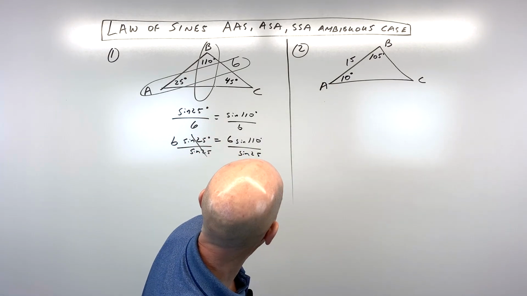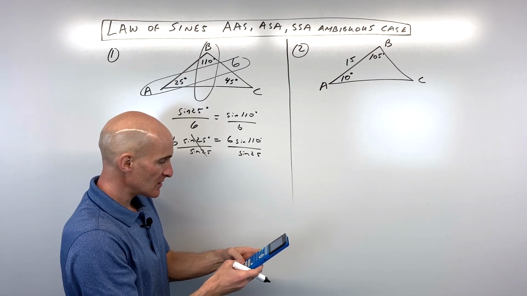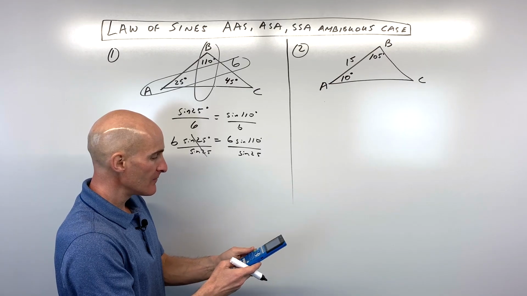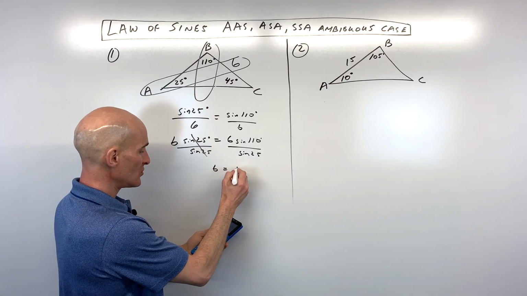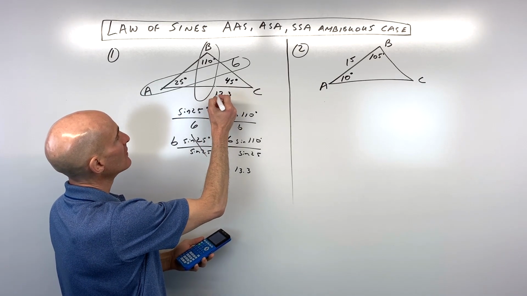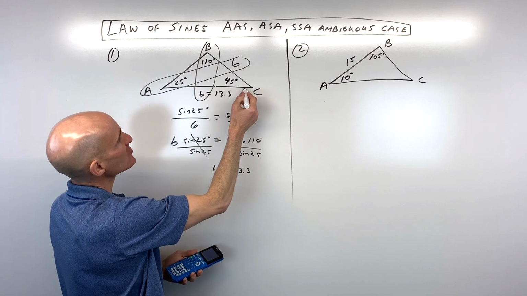So let's go ahead and do that on the calculator. Make sure you're in degree mode since these angles are in degrees. So 6 times sine of 110, all divided by sine of 25. Okay, so we're getting B is equal to 13.3, and I'm just going to round to the nearest tenth. Okay, and now we just have to solve for this side here across from angle C.